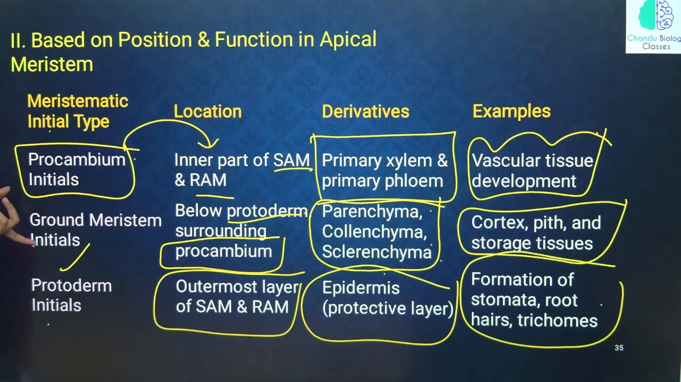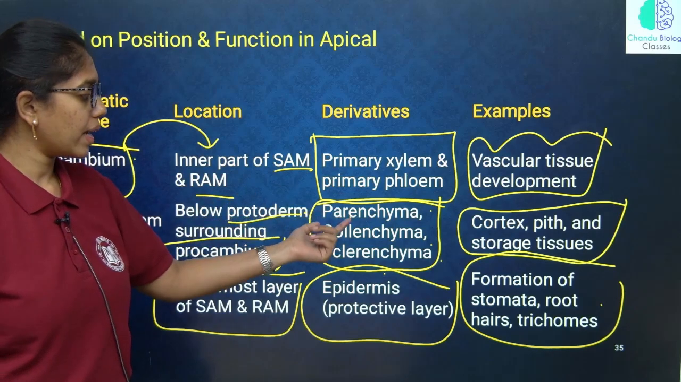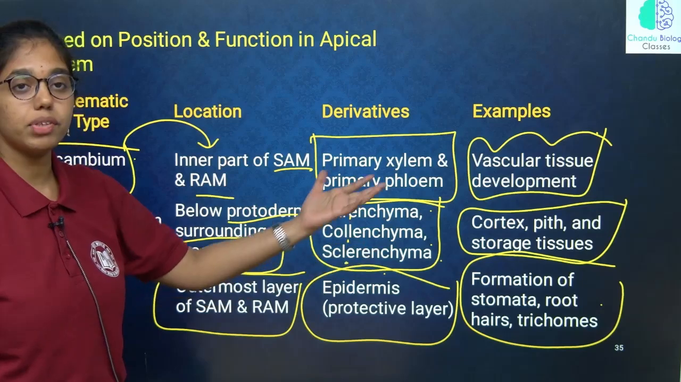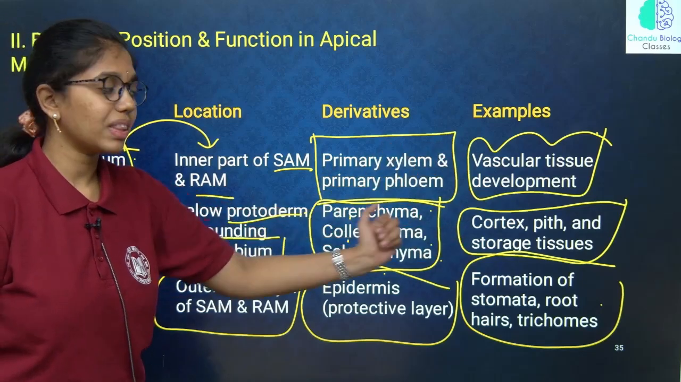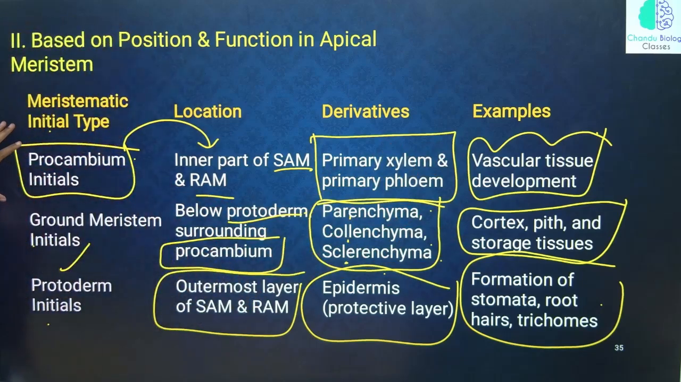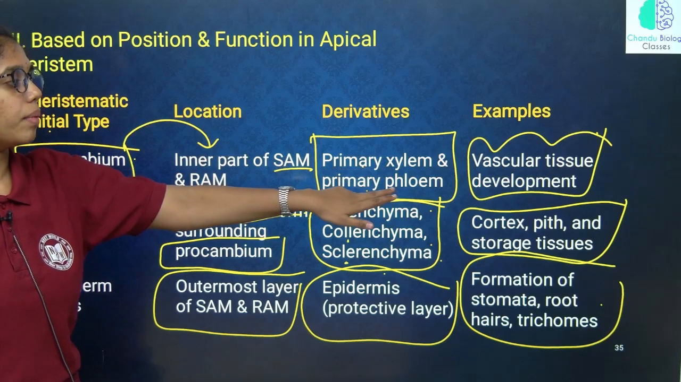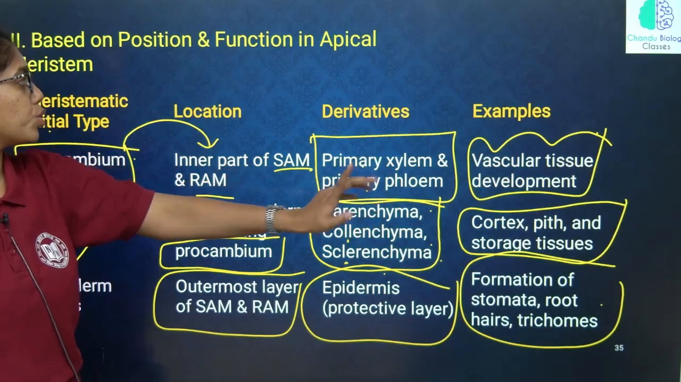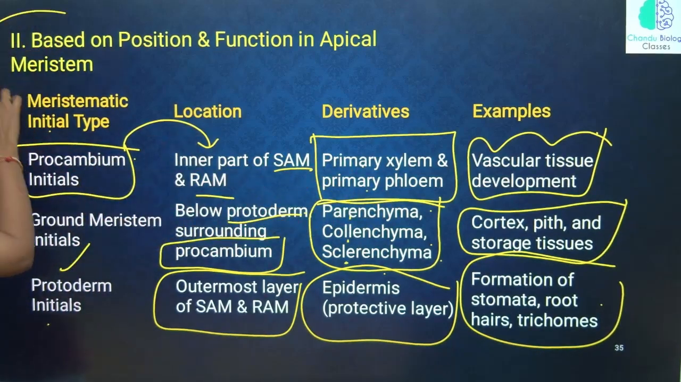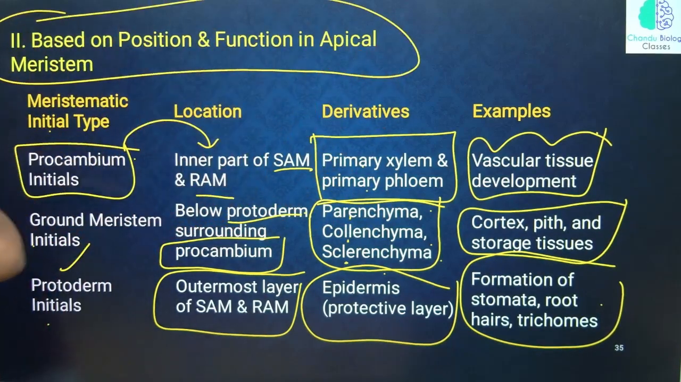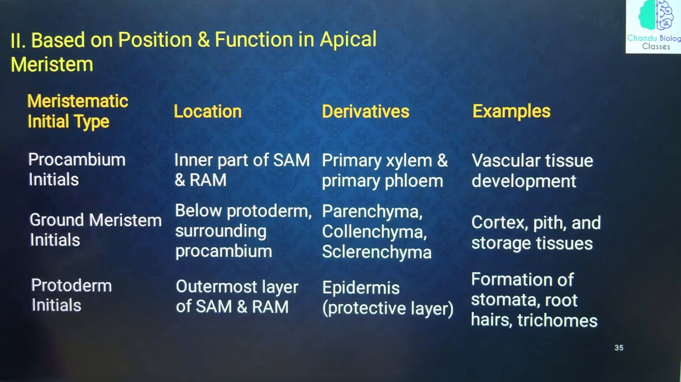Ground meristematic initials give rise to parenchyma, collenchyma and sclerenchyma, which form cortex, pith and storage tissues. Procambial initials give rise to primary xylem and primary phloem, which leads to vascular tissue development. This is based on the position and function of the apical meristem.